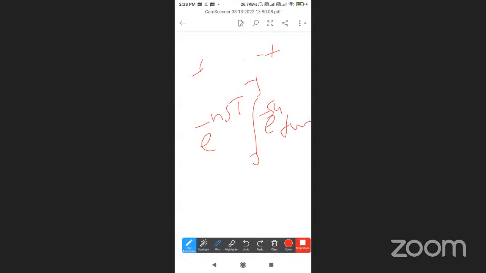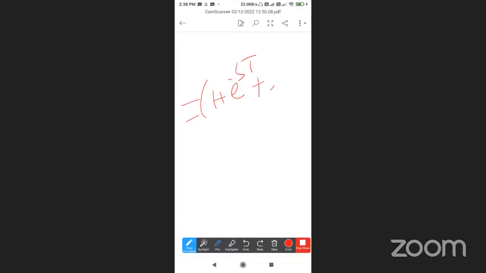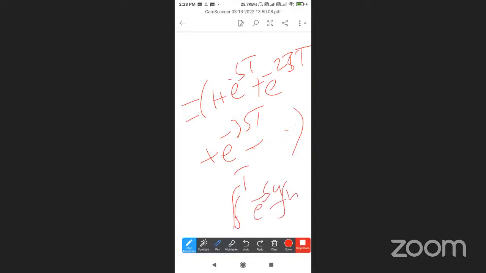This is the integral from 0 to infinity of e power of minus su f of u du, with the common factor taken out. We have 1 plus e power of minus sT, plus e power of minus 2sT, plus e power of minus 3sT, and so on, into the integral from 0 to T of e power of minus su into f of u du. What is this function?